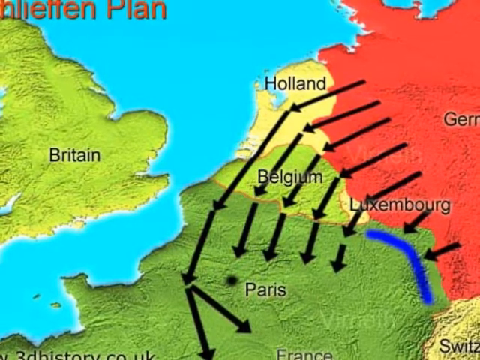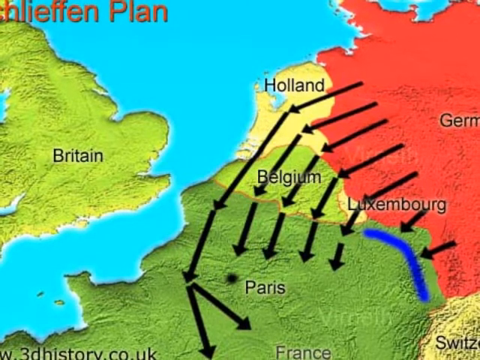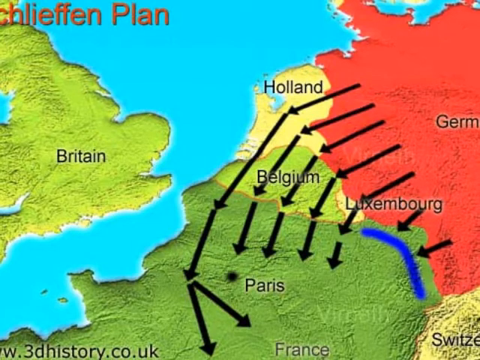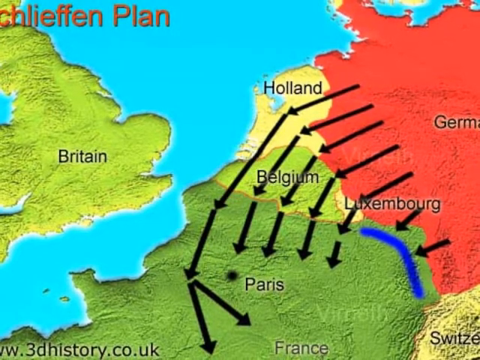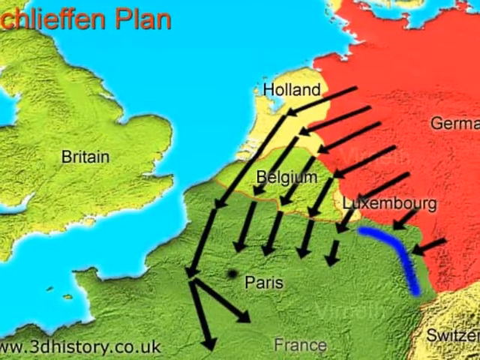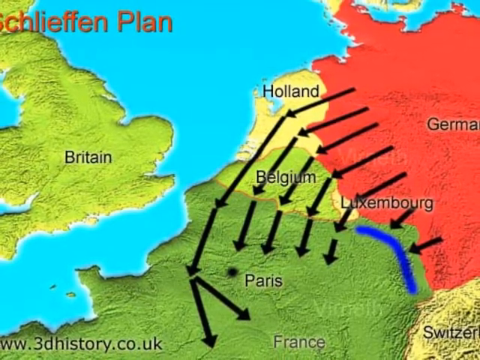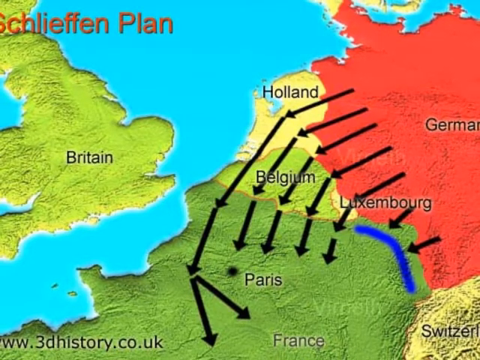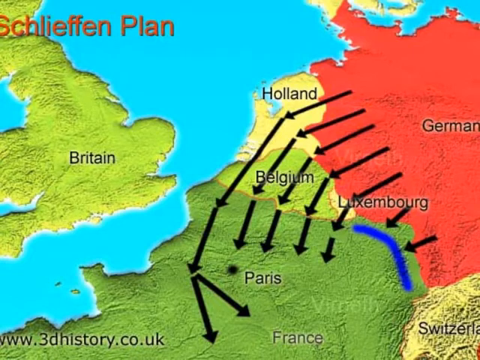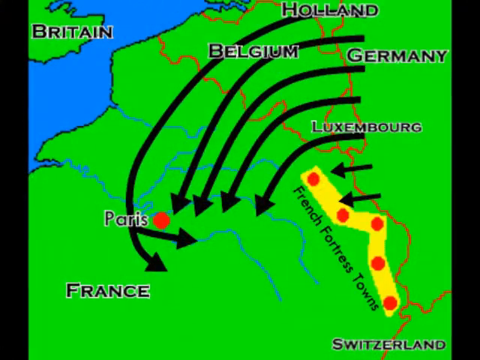Basically, Count Alfred von Schlieffen says, if Germany ever gets in a war with Russia, what are we going to do? Well, here's what we're going to do. We're going to hold Russia back. And then we're going to quickly attack France through Belgium, because they're not going to expect that. They're going to expect us to go right straight across the border. But that's not what we're going to do. We need to go through Belgium, because that's what they're not going to expect.